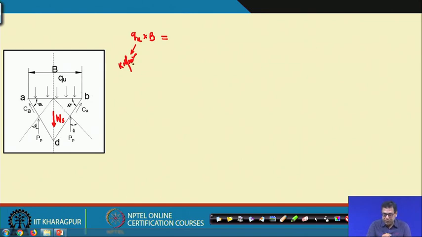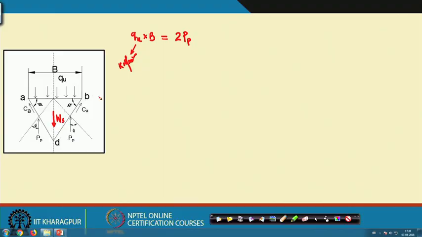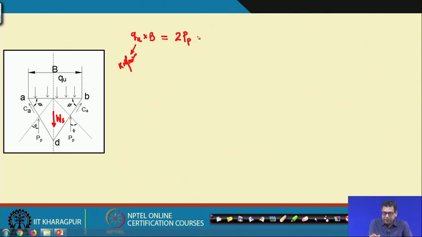So, now q u into b, then the P p is acting, P p into 2, because P p is acting on this side and P p is acting on this side. But this is acting in the upward direction, while q u b is acting in the downward direction. Because we are now equating all the forces acting in the vertical direction, whether downward or upward, q u b equals 2 P p, which is the force already, and then plus the adhesion is acting.